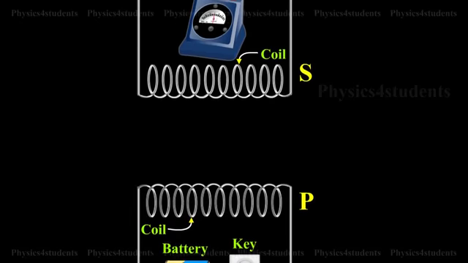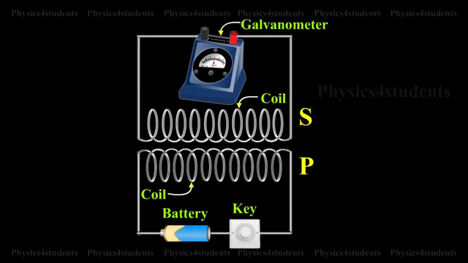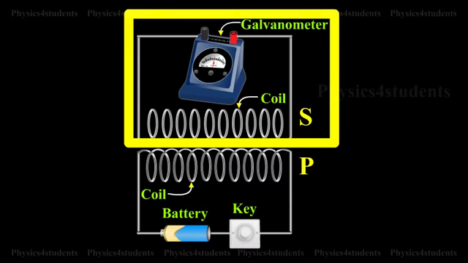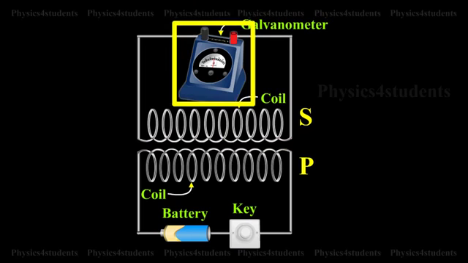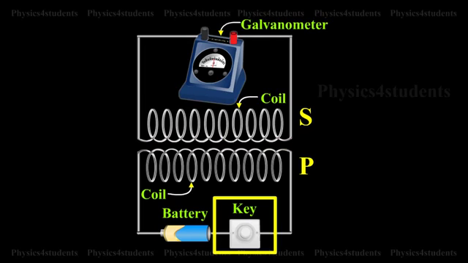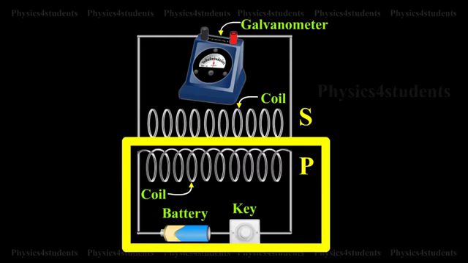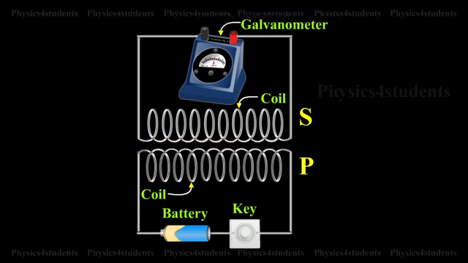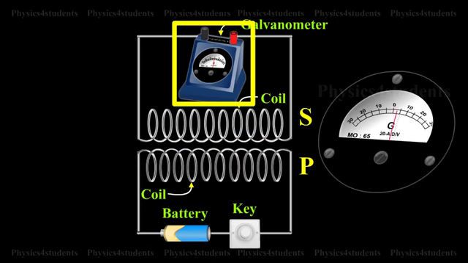P and S are two coils placed close to each other. P is connected to a battery through a key K. S is connected to a galvanometer G. On pressing K, current in P starts increasing from 0 to a maximum value. As the flow of current increases, the magnetic flux linked with P increases. Therefore, magnetic flux linked with S also increases, producing an induced EMF in S. Now, the galvanometer shows the deflection.